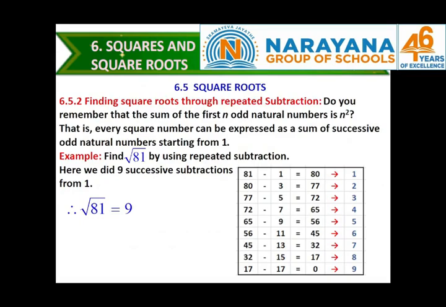Now, 6.5 square roots. Finding square roots through the repeated subtraction method. It is another method, repeated subtraction. Do you remember the sum of the first n odd natural numbers? Yes, it is n square. First odd number is 1 square, 2 odd numbers means 1 plus 3 is equal to 2 square, 3 odd numbers means 3 square. So every square number can be expressed as a sum of successive odd natural numbers starting from 1. Now, here we are going to apply the same logic by the opposite operation.